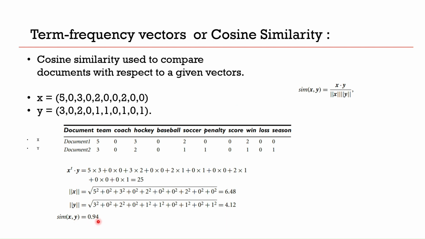By using the formula cos(x, y) equals x dot y divided by ||x|| ||y||, we find the similarity, which equals 0.94. x dot y is the direct multiplication: 5 into 3 plus 0 plus 0 plus 3 into 2, and so on. ||x|| is taken as the square root of the sum of squares of the elements, 5 square plus 0 square plus 3 square, and ||y|| is found in the same manner. By using this formula, we put in the values, do the calculation and get the similarity. If we want to find the dissimilarity, we subtract 0.94 from 1 to get the dissimilarity. Thank you.